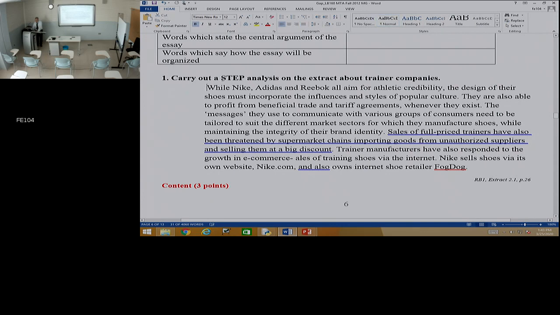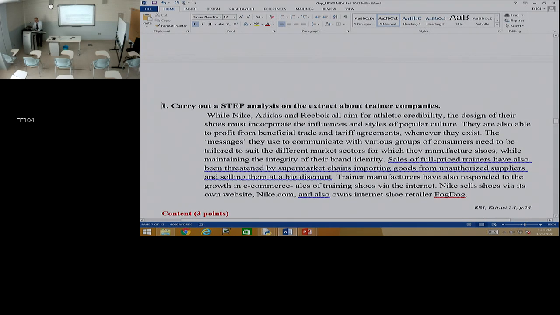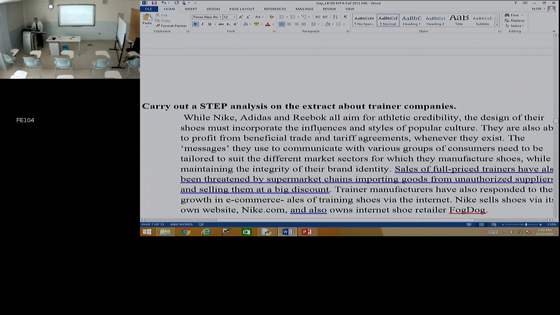If you look at this example here, let me show you. The example says: carry out STEP analysis on the extract about trainer companies. Students, you can see, if you are going to approach this kind of case study, number one is you need to think about your essay. How many paragraphs? Six. Introduction, technological, social, economic, and political. Don't read, don't translate, don't try to understand everything.